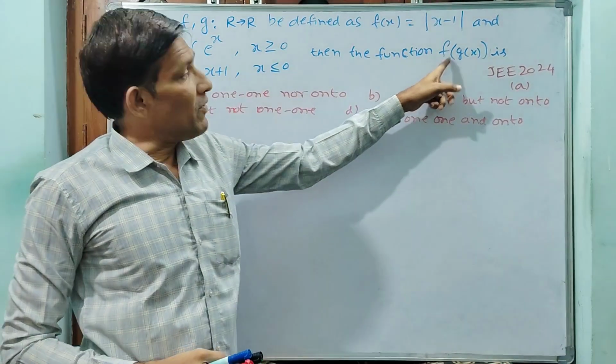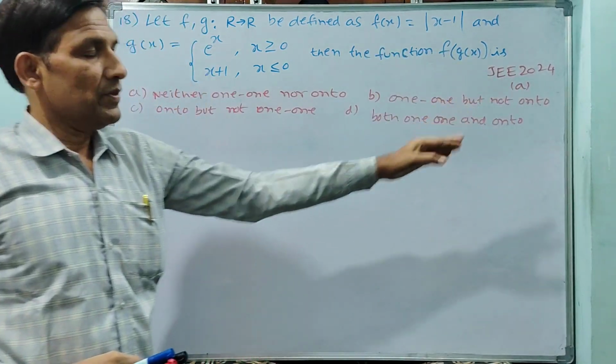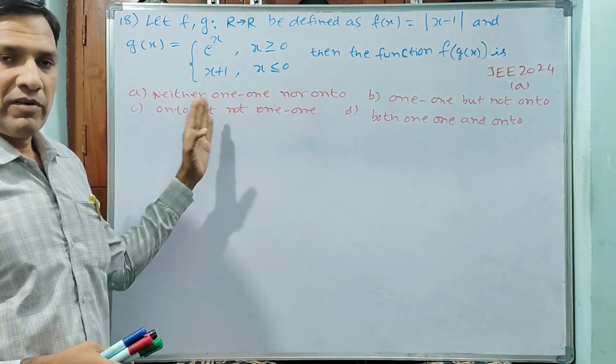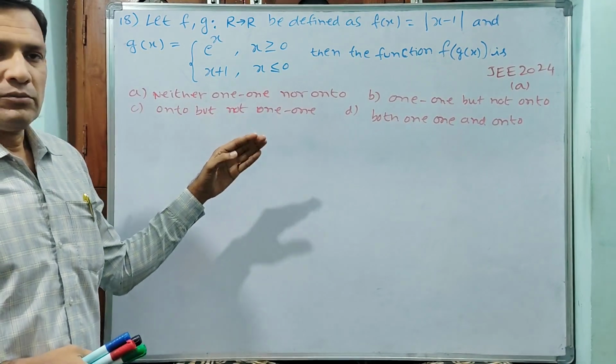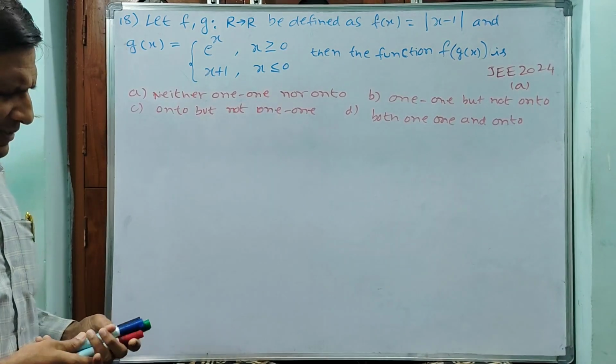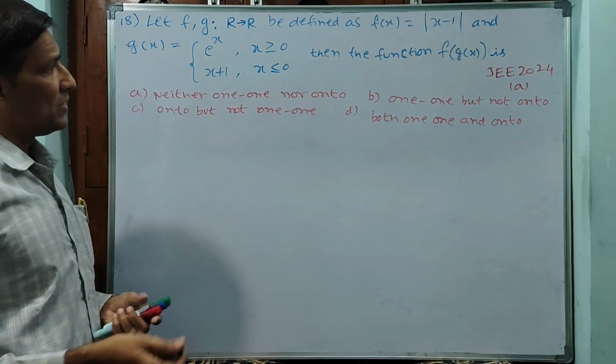Then the function you see, f of g of x, that means f of g. Whether it is one-one, onto, or not: one-one not onto, both one-one and onto, onto but not one-one, like that they are asking. See how to solve this question.